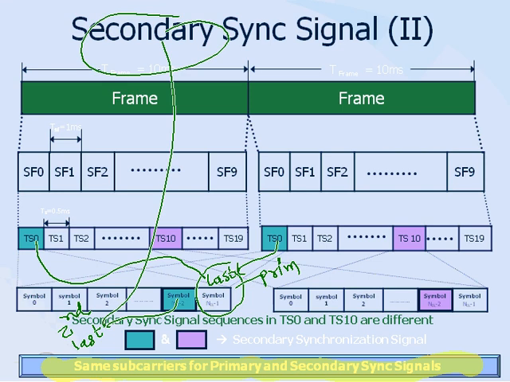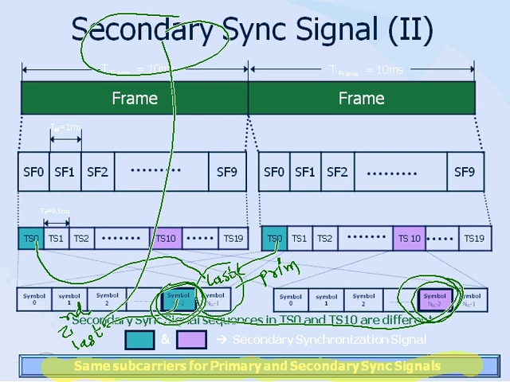So second last here and here. Even though in terms of frequency, the same 72 subcarriers in the center part of the spectrum carry your primary signal and carry your secondary signal, from the timing perspective, the last OFDM symbol carries the primary and the second last carries the secondary signal. So now you know exactly where the terminal will find the primary and the secondary signal.